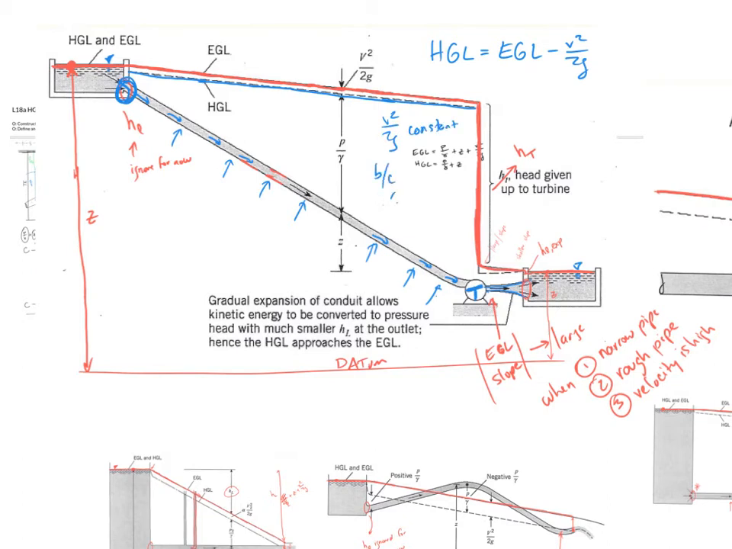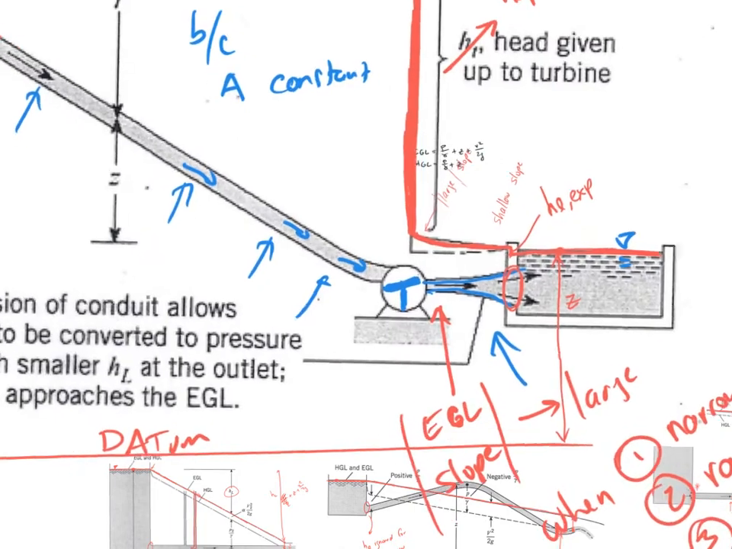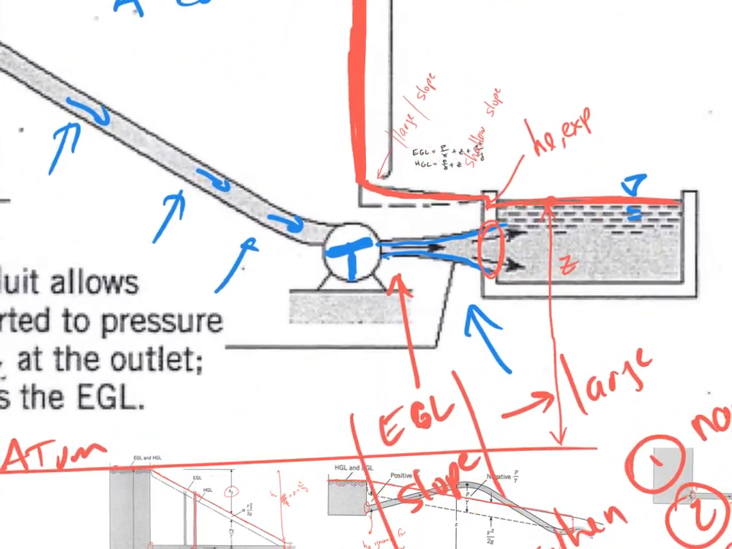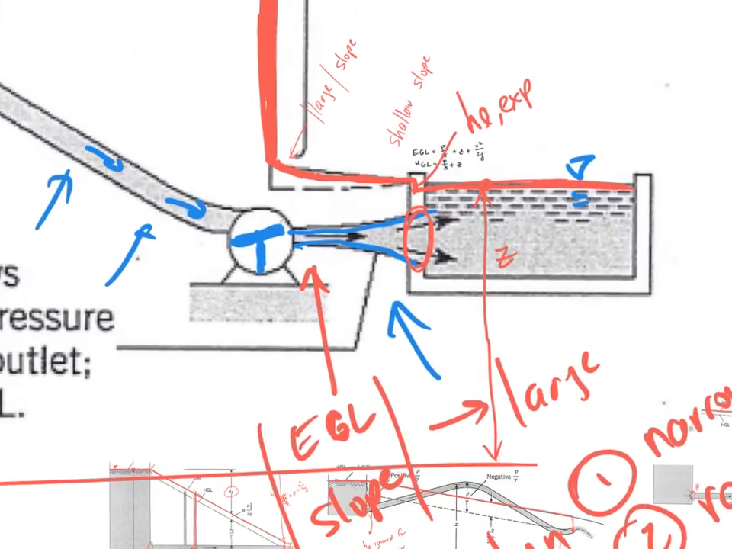Because area is constant. The area of the pipe is constant. Okay? That's not the case over here, though. So we're going to have to zoom in down there and consider what's going on here. Oh, that's how it got to be so big. Okay, I see.